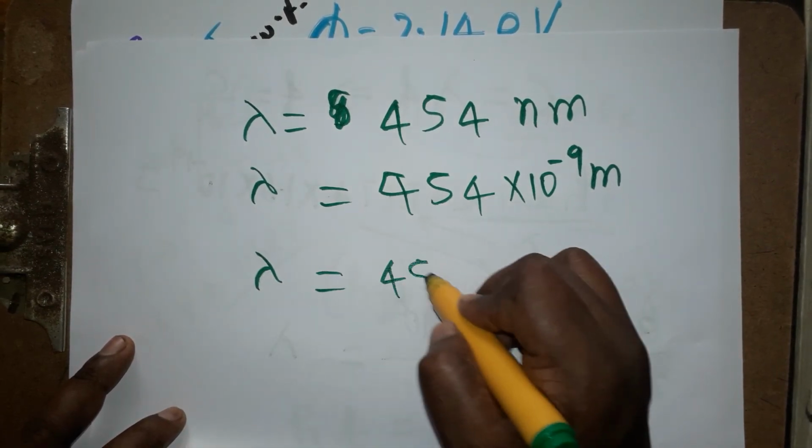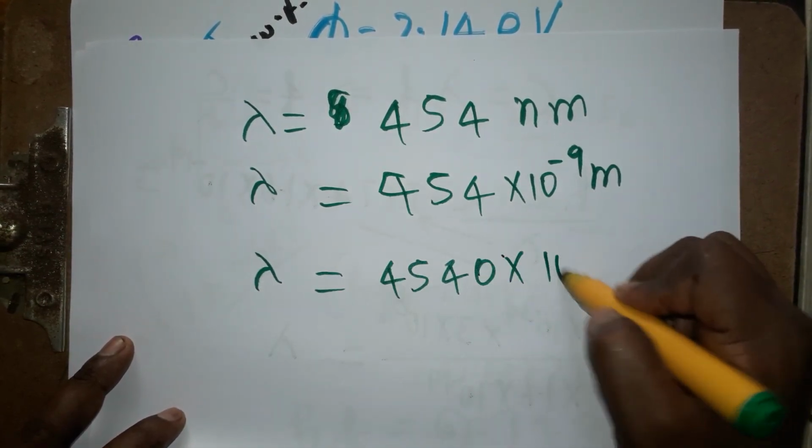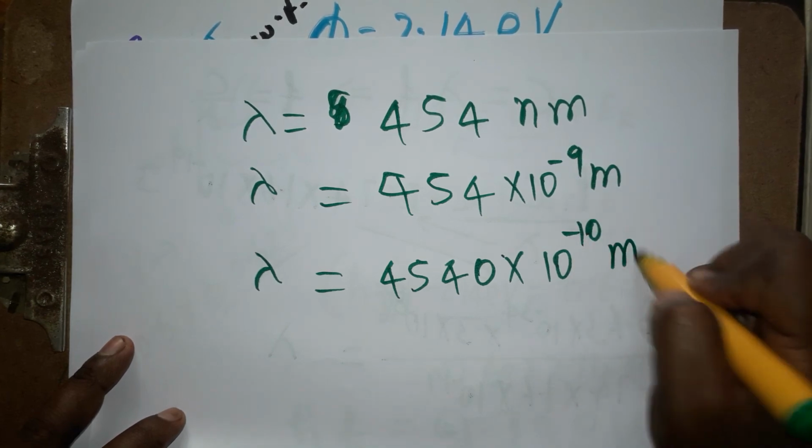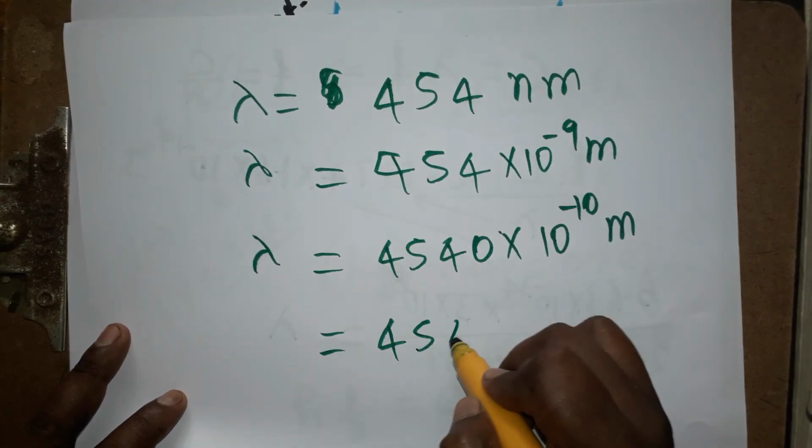Sometimes the problem is done in angstrom units also. With 10 power minus 10 meter, it is the same value, 4540 angstrom.